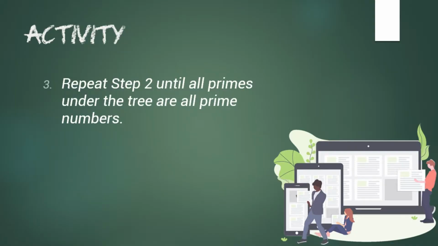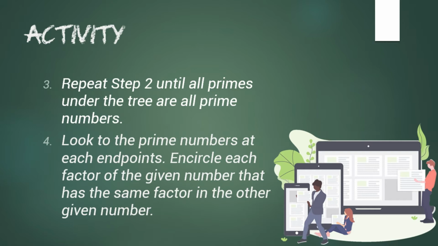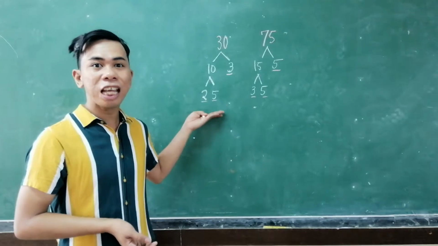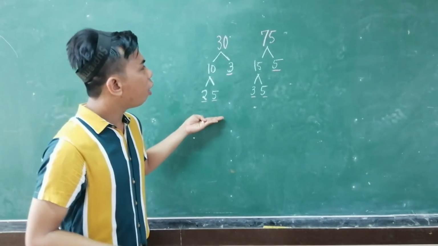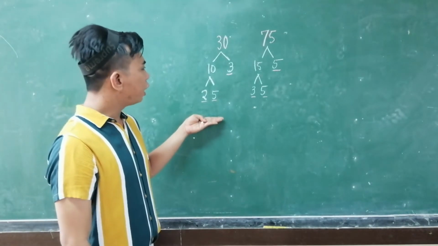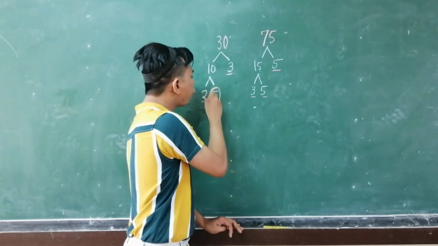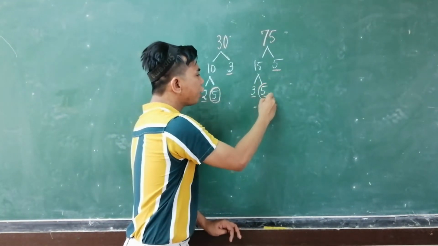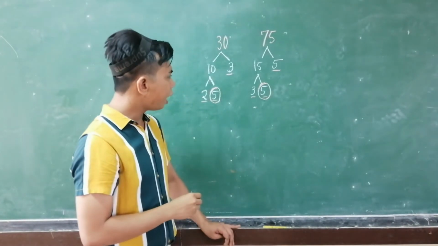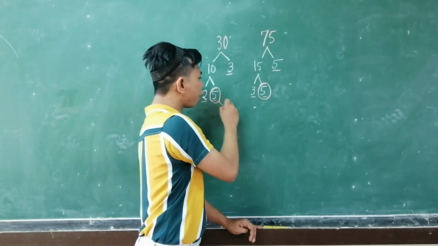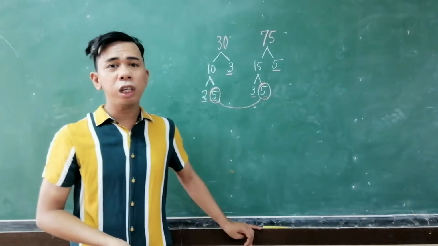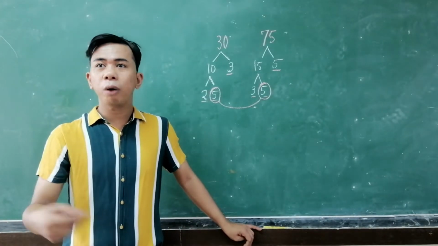Okay? Step 4. Look at the prime numbers at each endpoint. If the numbers have the same factor, pair them and encircle them. So let's check our prime factorization here. Let's pair them. So let's have 5. Since we have one 5 here, we circle another 5 here. So I guess that's the only number that is actually the same. So I only got 5. How about yours?